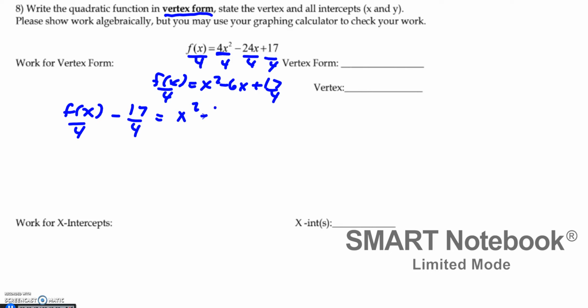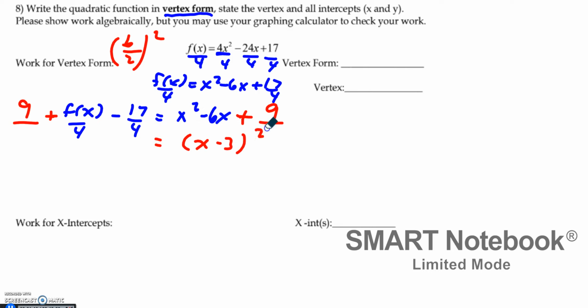We'd have x squared minus 6x plus blank. And on this side, we also need to do plus blank. And so our special number is always b over 2 quantity squared. So negative 6 divided by 2, negative 3 squared is 9. So I'd have to add the 9 over here as well. And so if I'm simplifying both sides, this factors to be x minus 3 quantity squared.